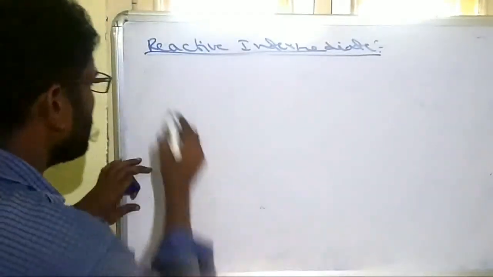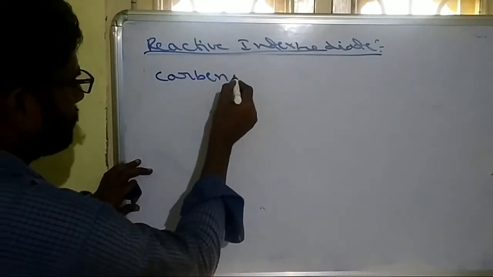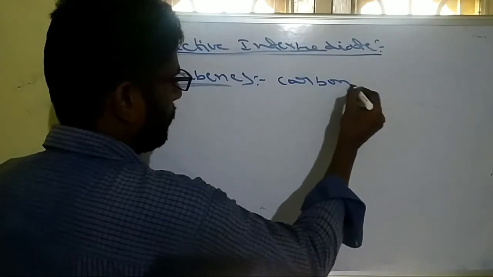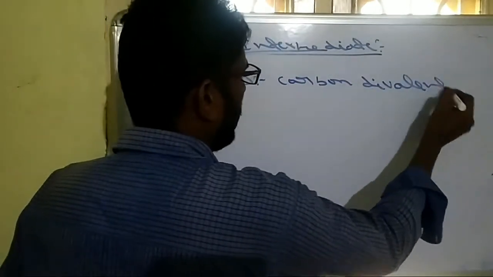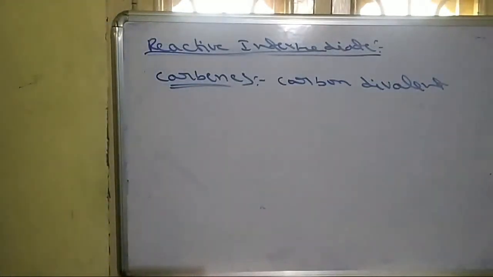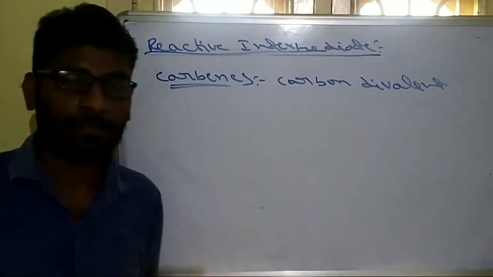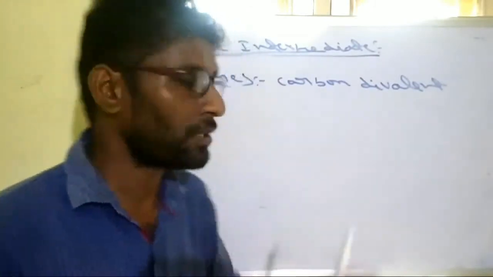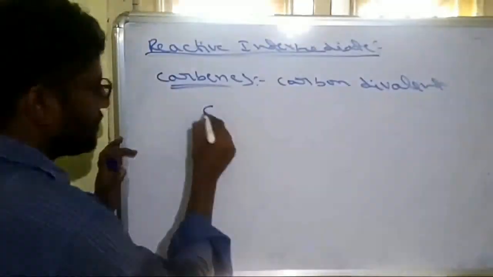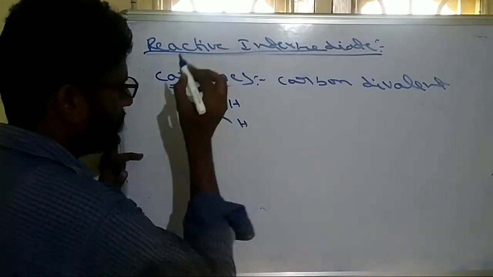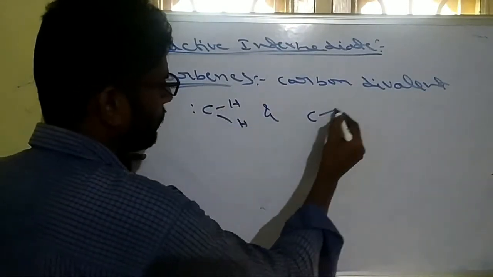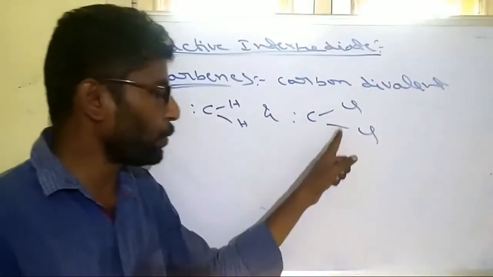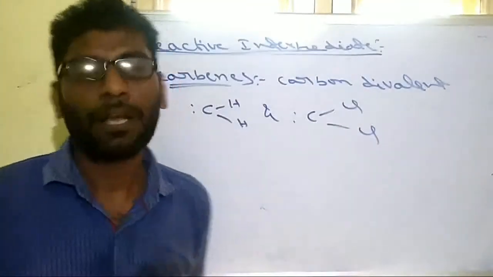Now I will explain carbenes. Carbenes are carbon divalent species. Carbon valence is actually 4, but whenever it contains only 2 bonds, that is called a carbene. For example, CH2 is called a carbene. CCl2 is called a carbene. Whenever carbon has 2 bonds and 1 lone pair, that is called a carbene.